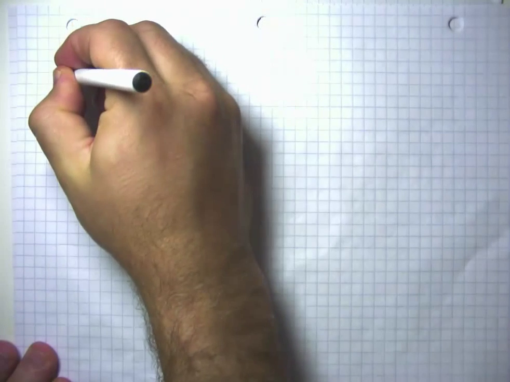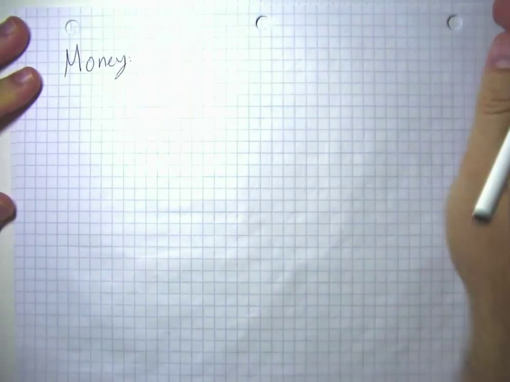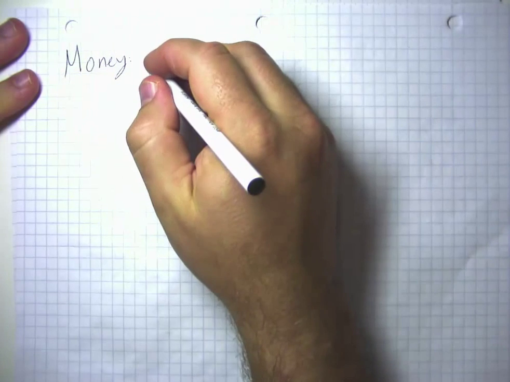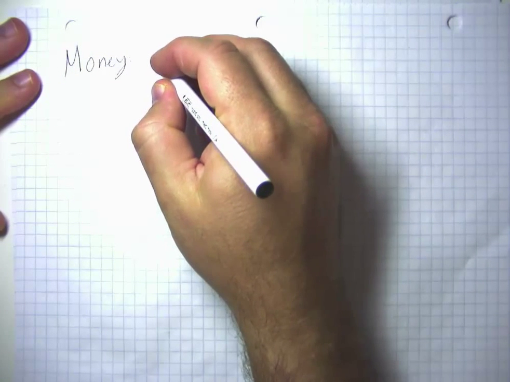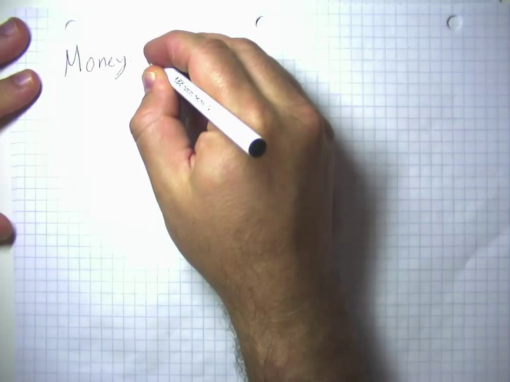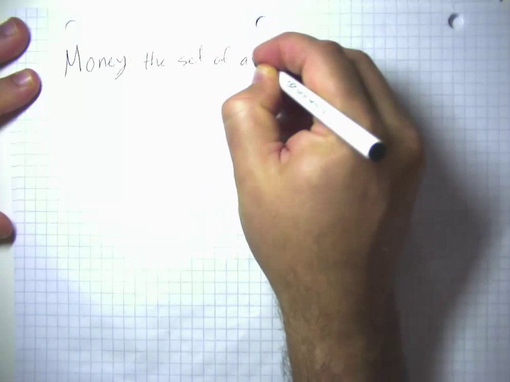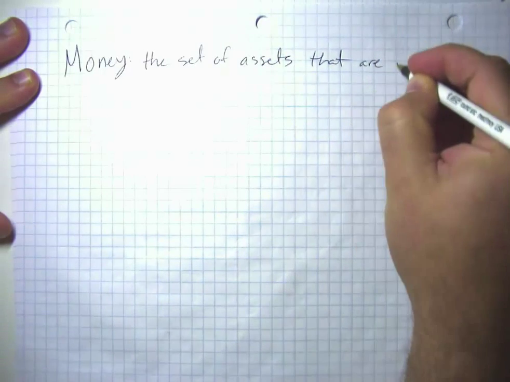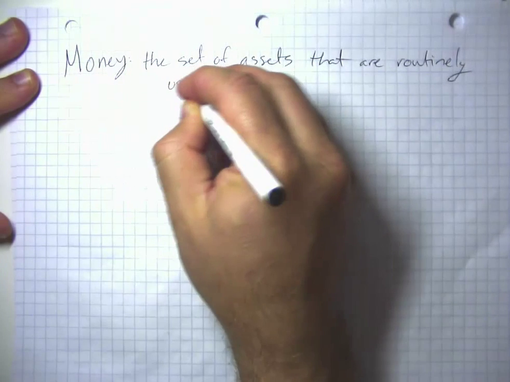Okay, so this series of lectures, we're going to talk about money. And at one level, we all know what money is, of course. But economists are also going to go ahead and make it more complicated than that. Money is the set of assets that are routinely used to settle transactions.